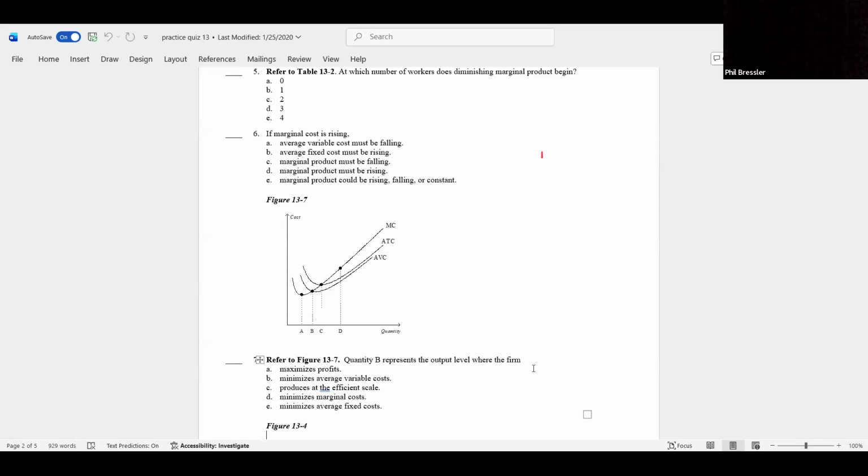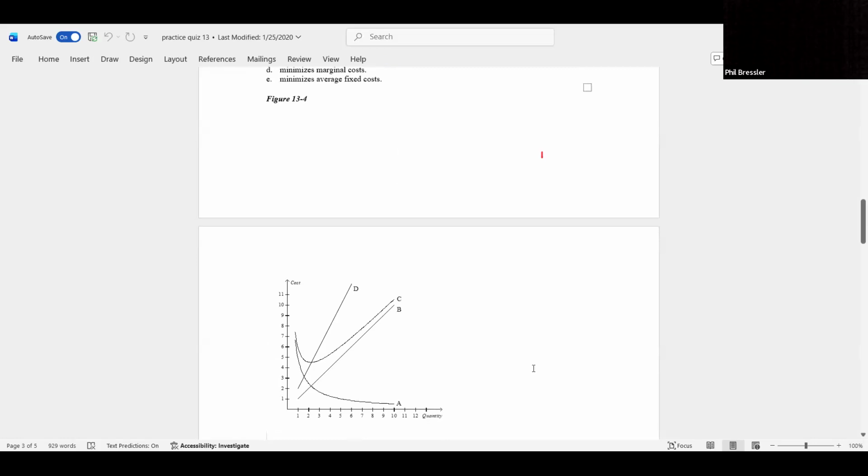At D, MC is higher than ATC, so ATC would be increasing. At A, MC is lower than ATC, so ATC would decrease. So I'm going to go over those points again. A, below ATC, ATC decreasing. B, crossing AVC, AVC at its lowest. C, intersecting with ATC, productively efficient. D, above ATC, ATC rising.